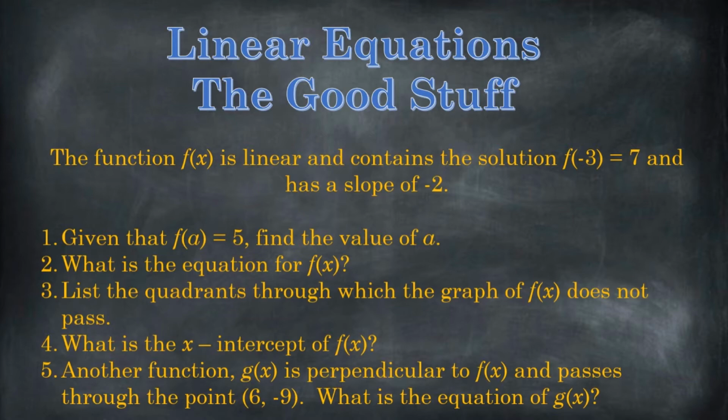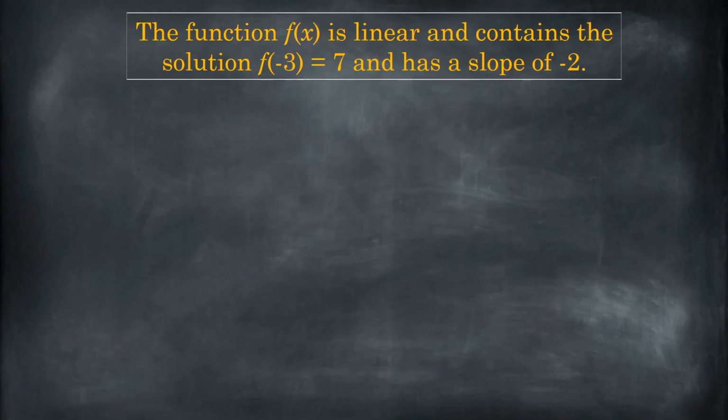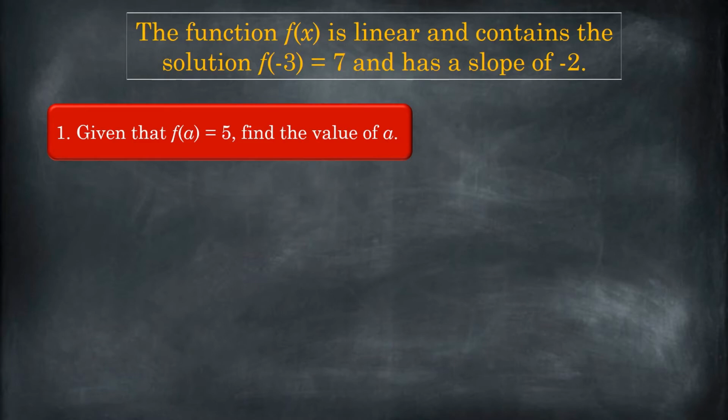So here's the information that we were given. The function is linear, contains the solution (negative 3, 7). It has a slope of negative 2. The first question says, given that f of a equals 5, find the value of a. I don't even know where to begin right away. So let's start off with what we know.